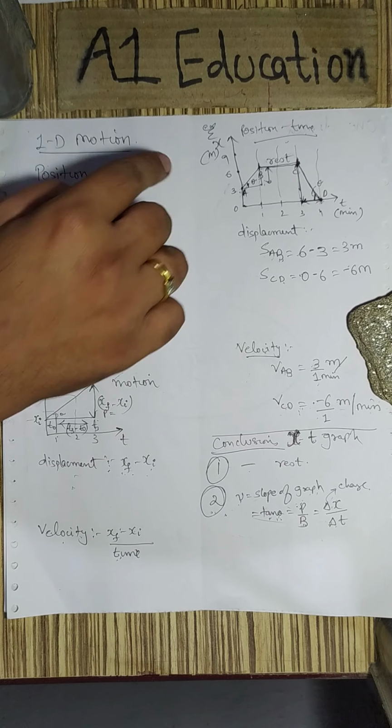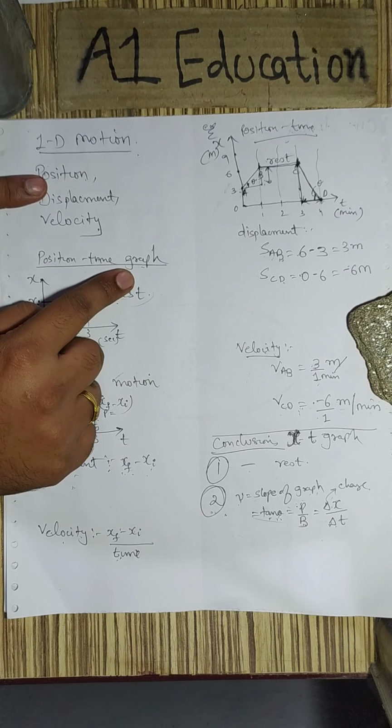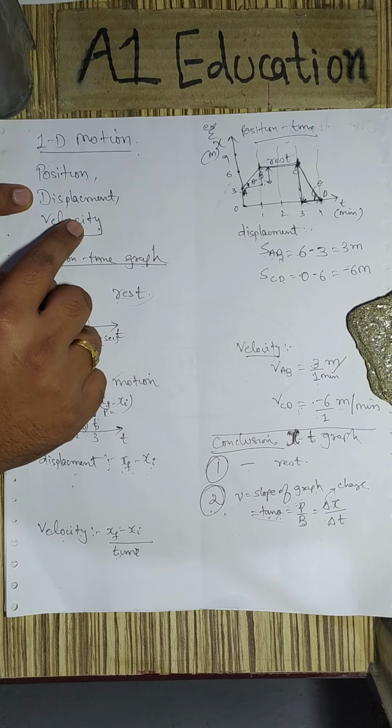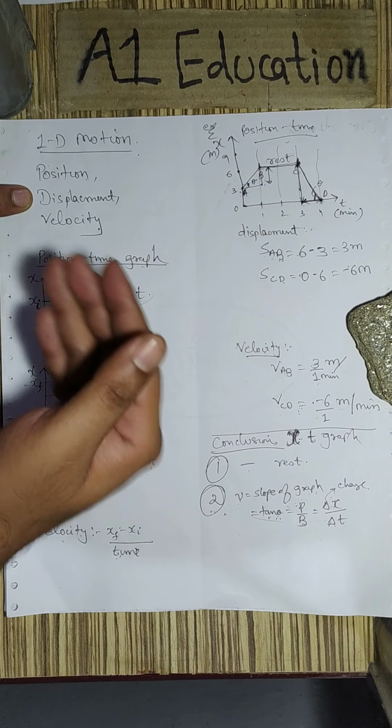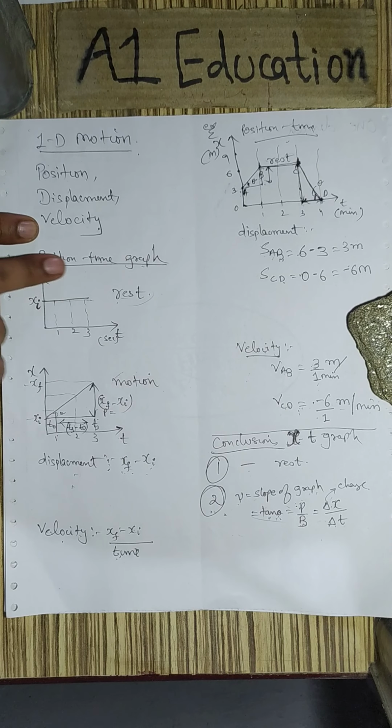Hello friends, we are discussing one dimension motion. In one dimension motion, the first thing that we will see is the position time graph. It can also be called the displacement time graph. Then we'll look into the velocity time graph, and then further we'll discuss the acceleration time graph. So in this position time graph, these are the two standard graphs.